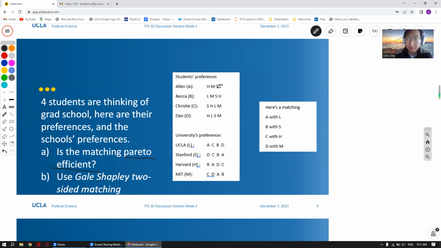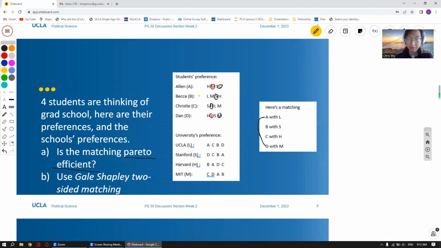Now, if A is going to L, B is going to S, C is going to H, and then D is going to M, would that be Pareto efficient? There are many different ways we can show that this is not. For example, we can have A and D swap positions, right? Because they have their least favorite outcome. So if they swap, they should at least do a little bit better. So A will go to M instead, and then D will go to L instead. So both of them are doing better, right?